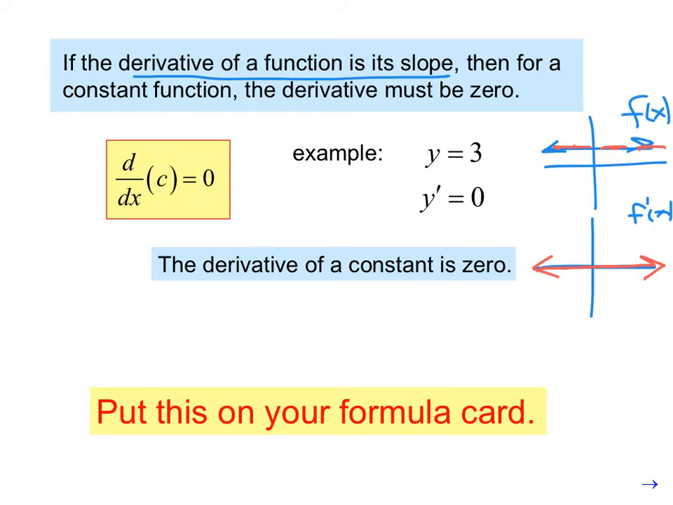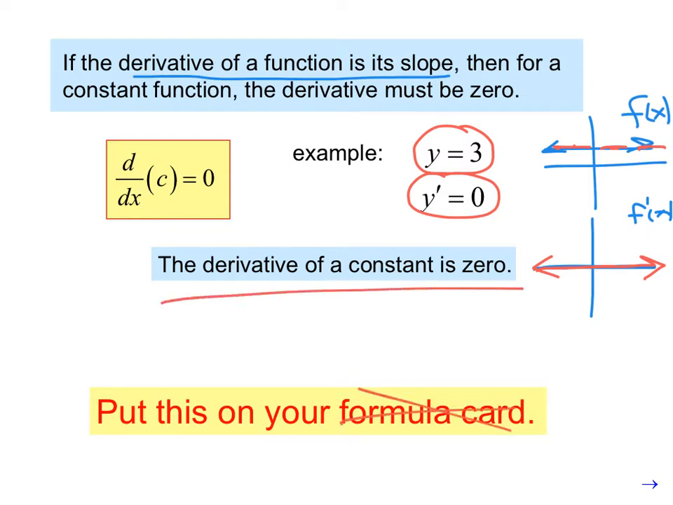So if you're taking the derivative of a constant function, let's say y equals 3, its derivative is going to be 0. I don't have to go through all of those limit definitions to figure that out. It works. It's going to come out to be 0, but I don't have to do that because I know the derivative of a constant is always 0.